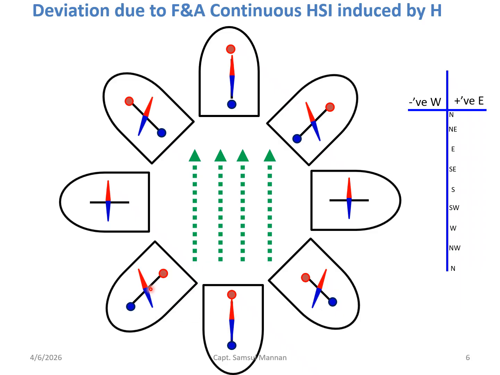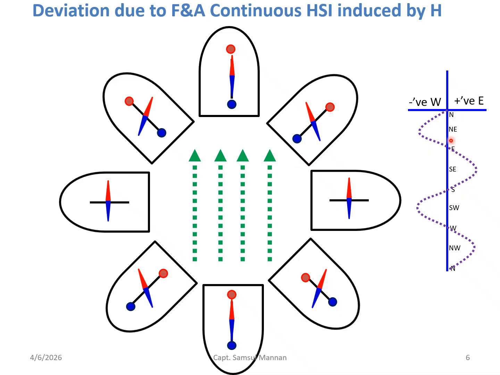For a southeasterly course, there will be some westerly deviation. For a 270 degree course, no deviation. And finally, for a north-easterly course, we have some easterly deviation, right? If we take these readings and create a graph, the graph will look like that, right?